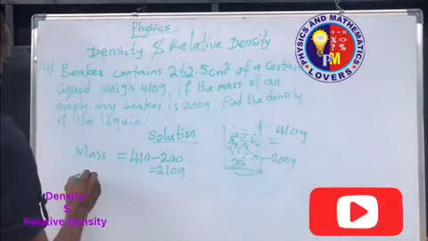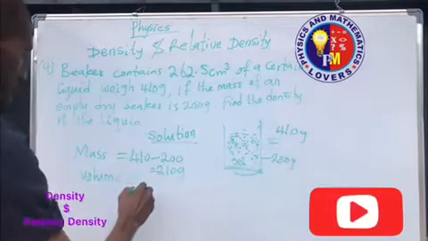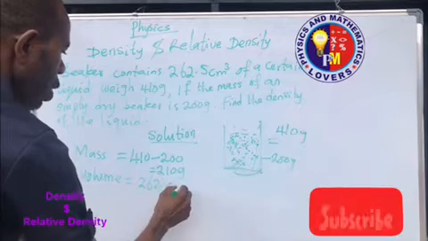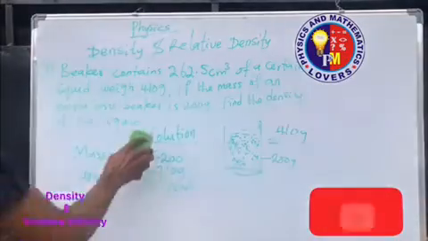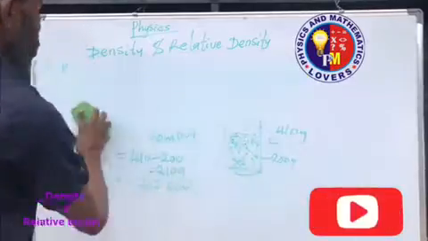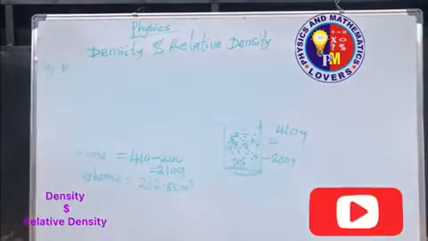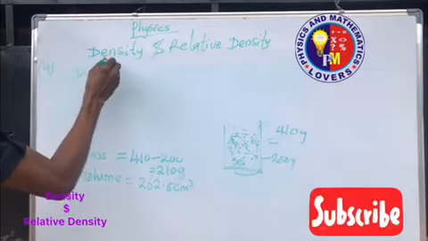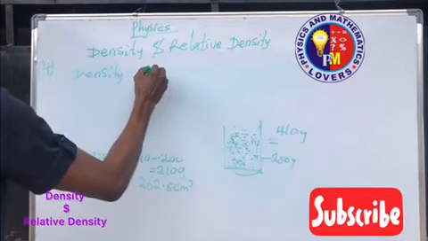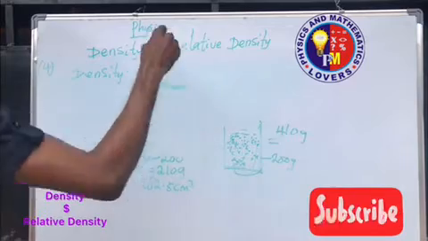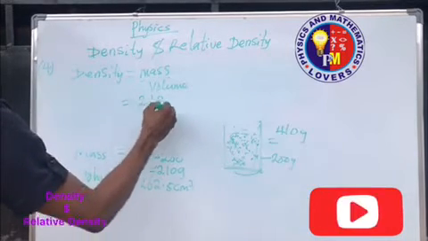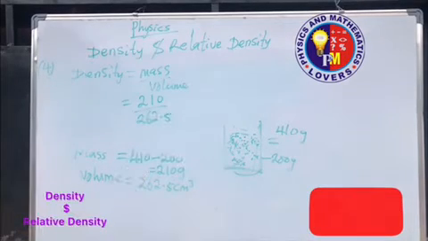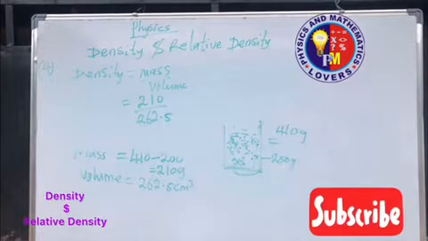So we already know the volume: 262.5 cm³. Your formula for density, you remember, is mass over volume. So let's finish it up here. Density is equal to mass over volume. We already know the volume and we already know the mass, so at the end of the day we are going to have 210 over 262.5.